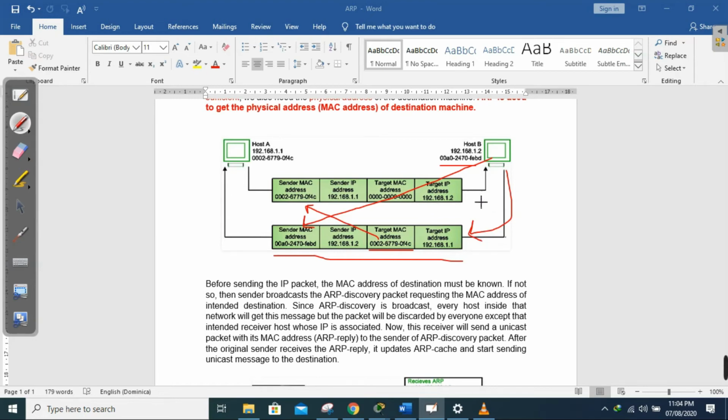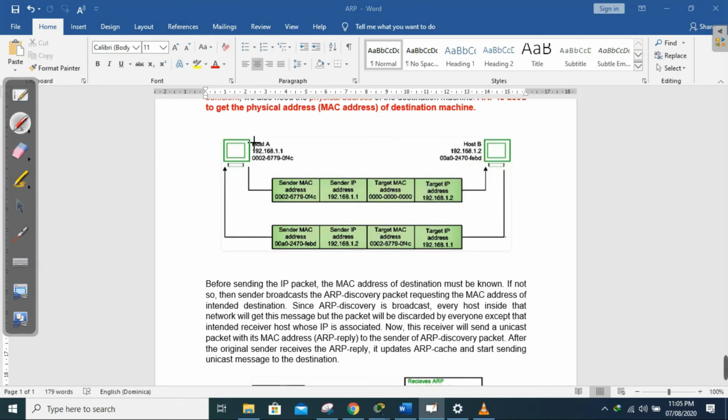So we took help of our IP addresses, the source IP addresses and the destination IP addresses and source MAC addresses, and with the help of those IP addresses we were able to find out the MAC address of my destination. In this case my destination was host B, and I was able to find out the MAC address of host B by using this procedure. So let me just review that in short.